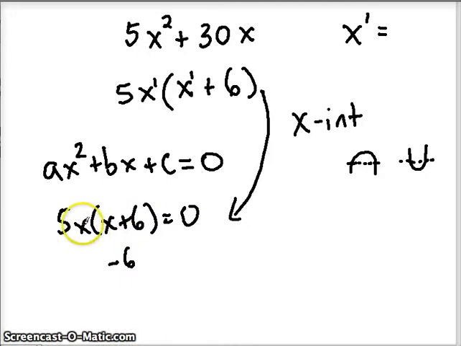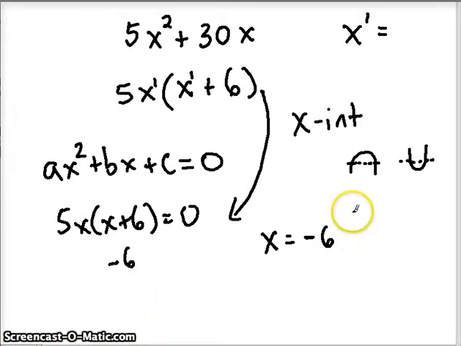So no matter what this x is out here, 5 times it multiplied to that 0 is going to give us a 0. So if x equals -6, then we know that y will be 0. We know that's at least one of our x-intercepts. So there's an introduction right there.